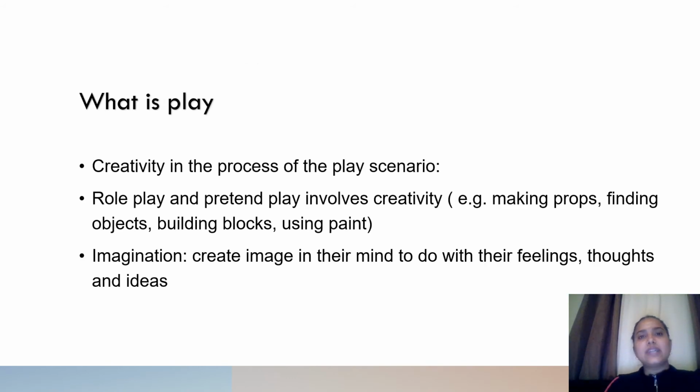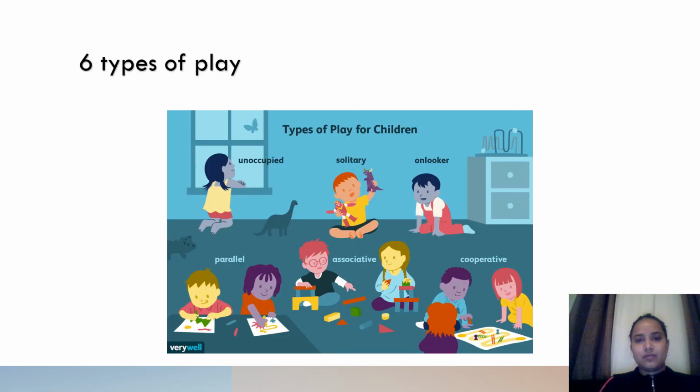Next is what is play. Play is that absorbing activity in which healthy young children participate with enthusiasm and abandon. There are two types of play, role play and pretend play. It involves making props, finding objects, building blocks and using paints, and it also enhances imagination. Imagination creates images in their mind to do with their feelings, thoughts and ideas.